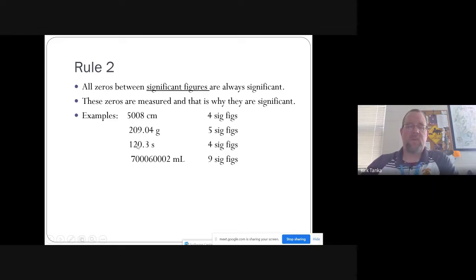And then 120.3 seconds, well, all of those are significant. That 0 has to be significant because it's in between two non-zero numbers. And the same thing with the last one. There's 9 sig figs, so all those zeros, since they are in between real numbers that are 1 through 9, are significant also.